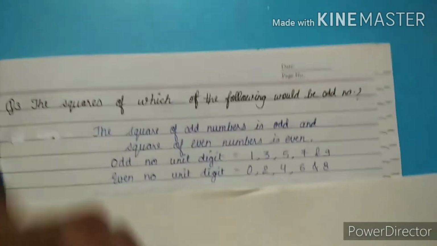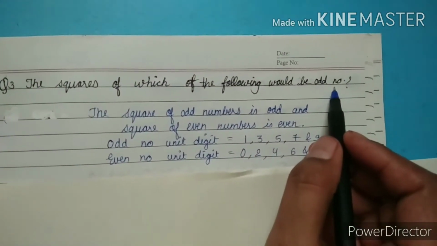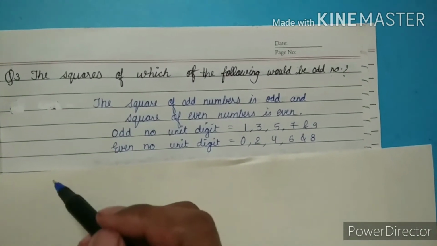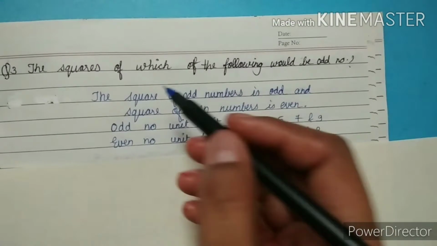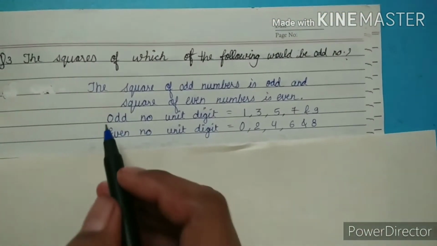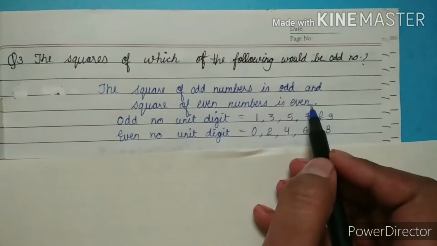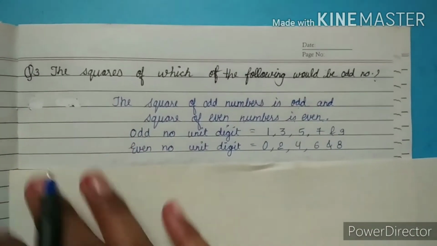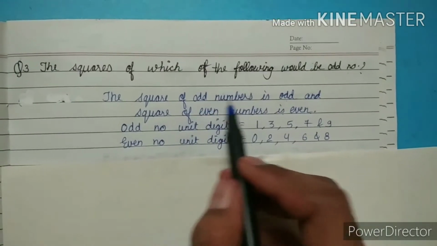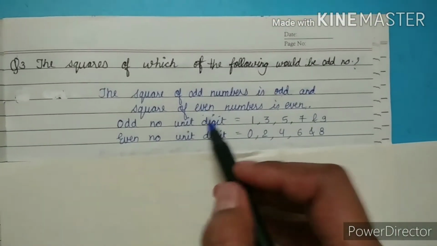Question number 3 is: the squares of which of the following would be an odd number? In the given question we have some sub-questions. So we have to write whose square is an odd number. One thing is there: the square of an odd number is odd and the square of an even number is even. So we will check whether the number is odd or even, and from that we can say whether its square is odd or even.